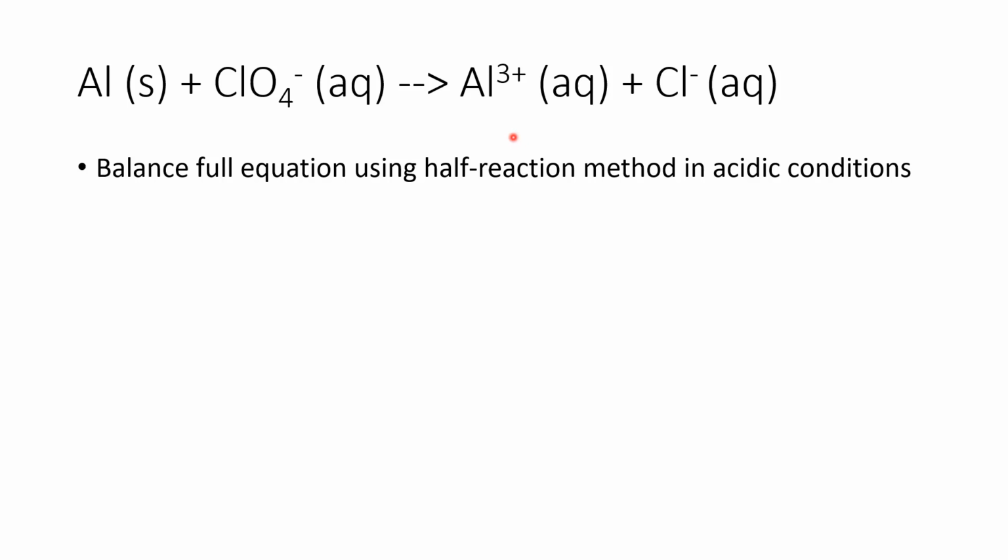So in this case, we'll see aluminum's getting oxidized, 0 to +3. So it's increasing. That's going to be oxidation. It's losing electrons. And then the chlorine is doing the opposite. It's starting as +7 in the chlorate ion, but it's going to end up as -1 in just the chloride ion itself.